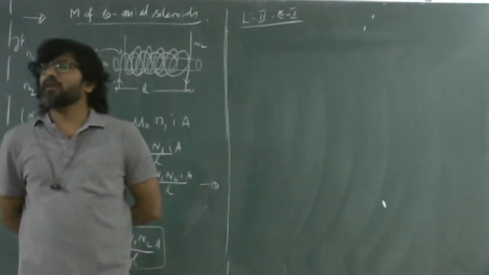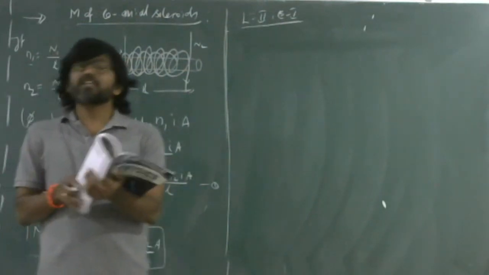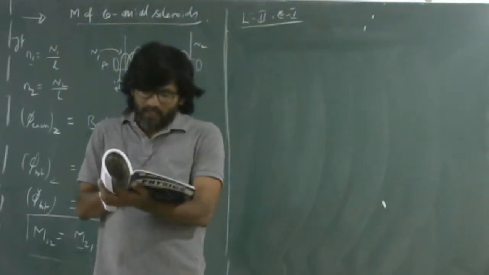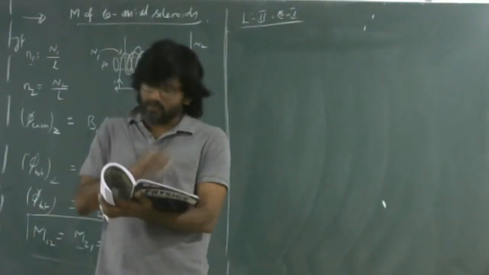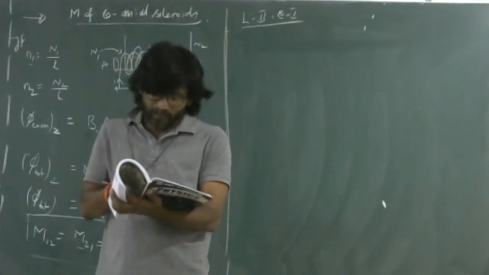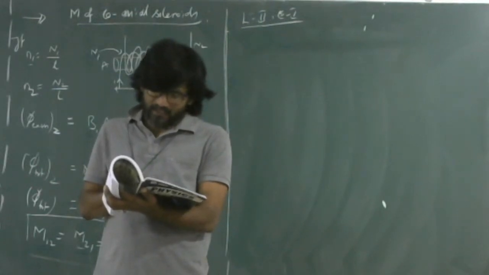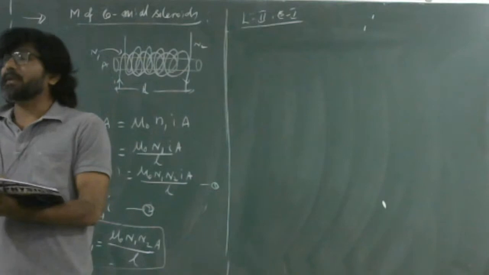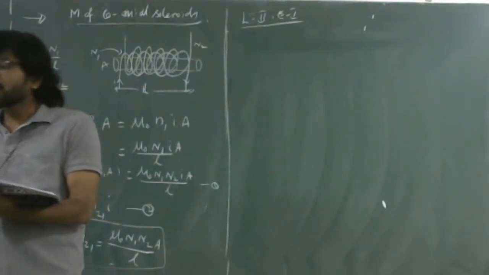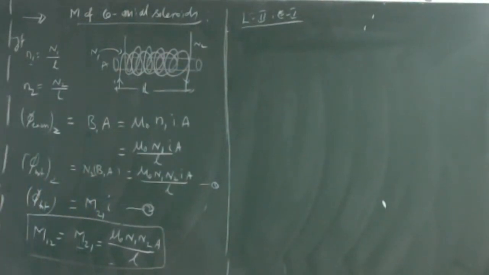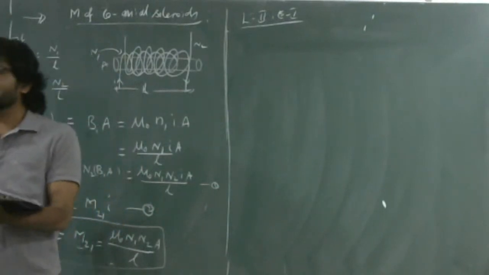Level 2, exercise 1. Question number 16. The question is, an EMF induced in a secondary coil is 10,000 volts. Then current breaks in the primary. Breaks means stops. Till then current was flowing. Already done? Okay. So we will do question number 17.